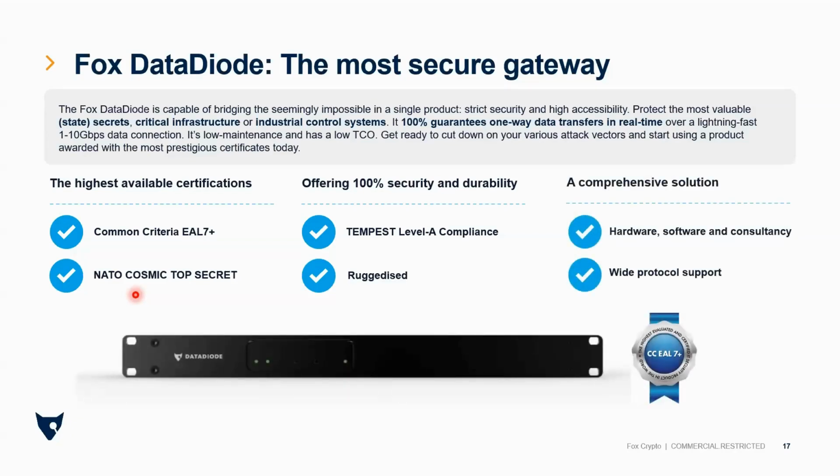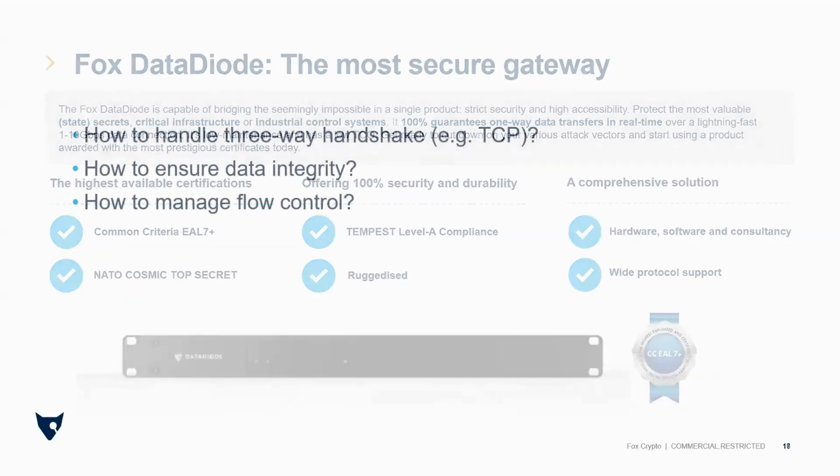The solution, like I said, the diode is pure hardware. And around that, we offer software and consultancy to implement it in your specific situation. Because implementing a data diode, it's a very simple tool. It's bringing a very high level of security, but it's also breaking things because it's one-way communication, and a lot of two-way or three-way protocols can't deal with that. That's what we solve with our software.